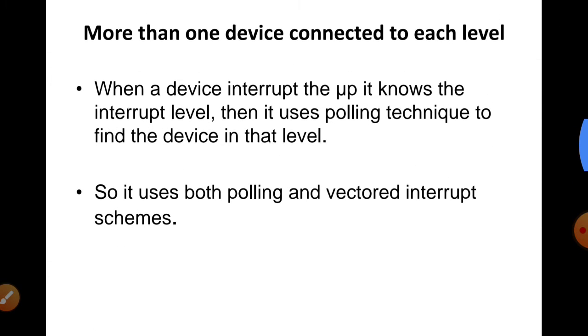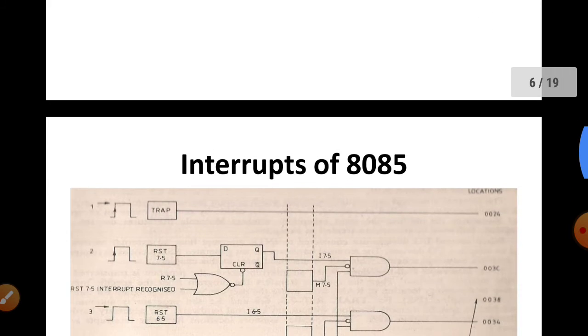But if there is a possibility that more devices are connected to each line, then in that particular case, it has to use the process of polling as well as vectored interrupt. Both the schemes will be used, because if there are many devices and many lines, and one line through which many devices can interrupt, it has to check which device has interrupted, and depending upon that particular line through which the peripheral devices have interrupted, it has to go to the vectored address.